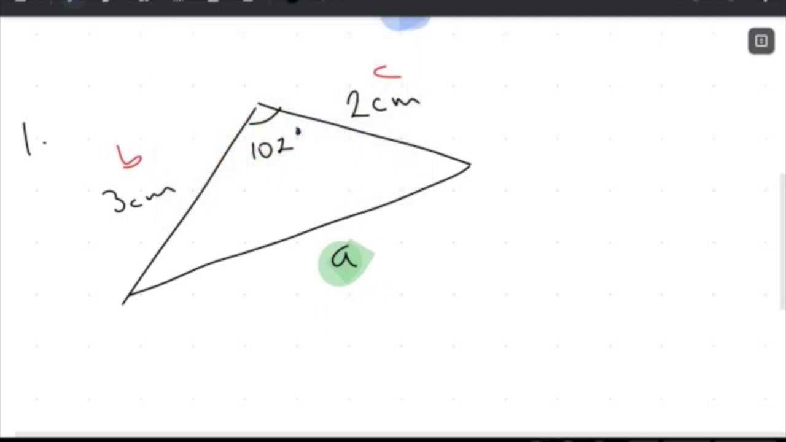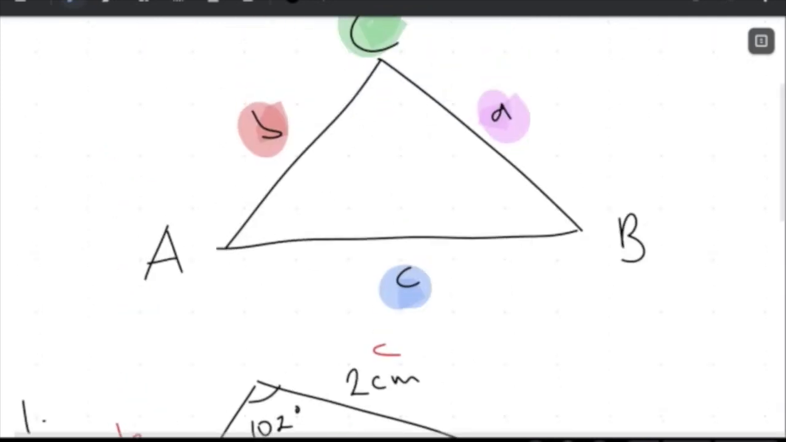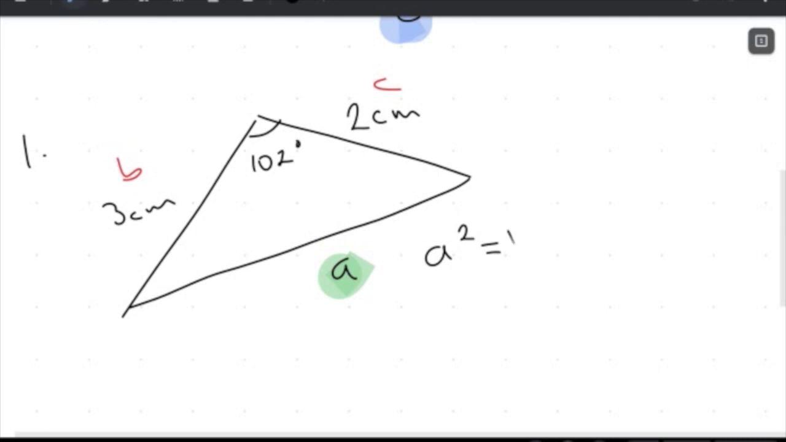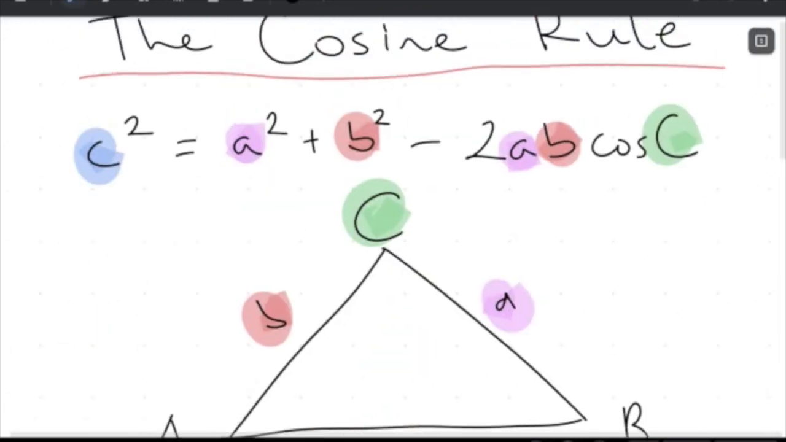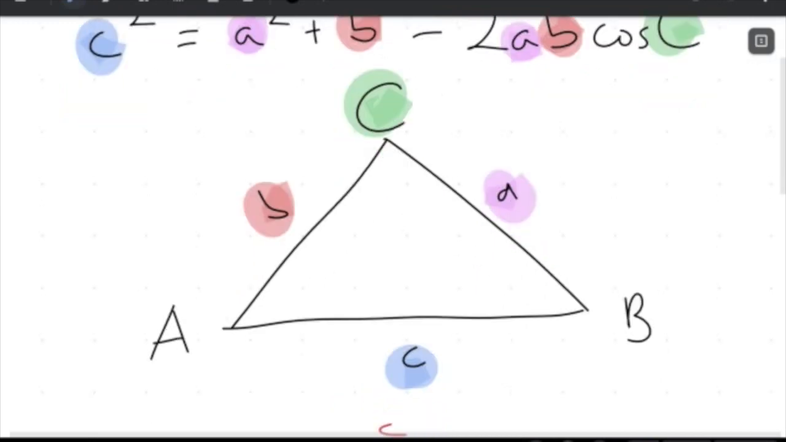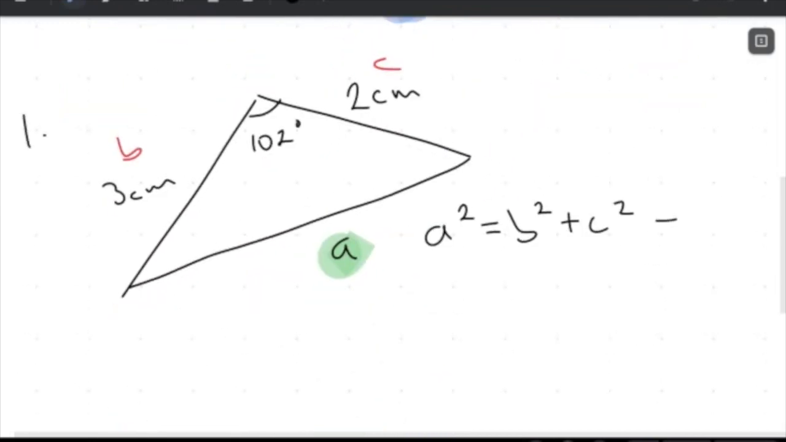So here we're going to do a squared equals the sum of the squares of the other two sides, so b squared plus c squared, minus, from that we're subtracting, 2 times those other two sides times the cosine of the angle we're given. So here this is going to be 2bc cos A.